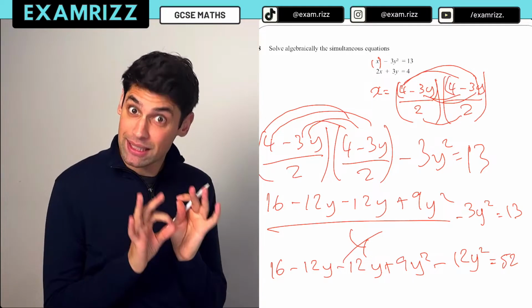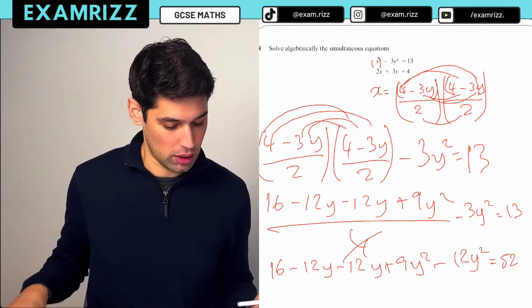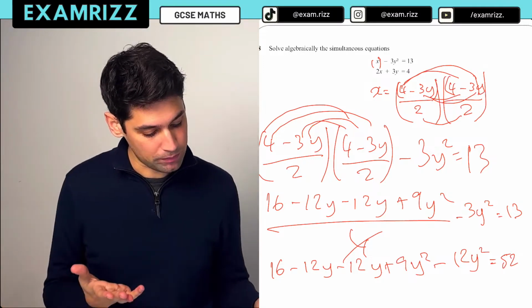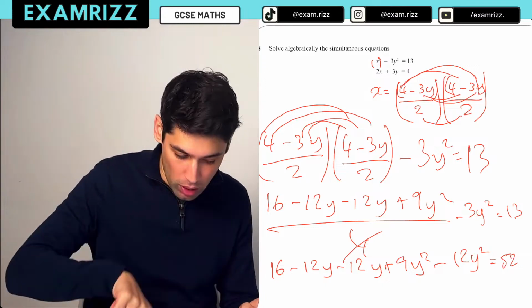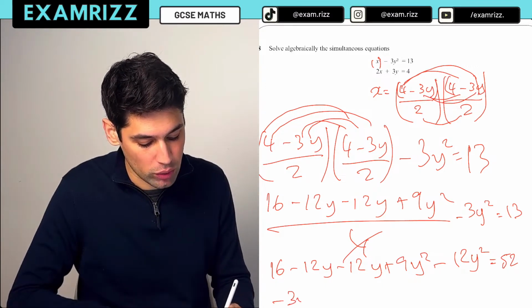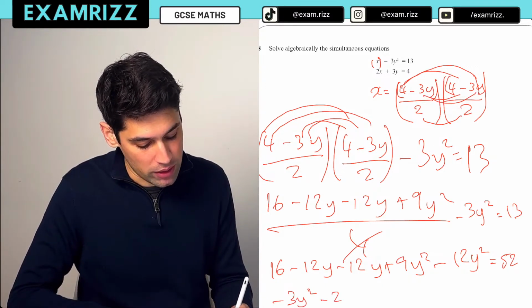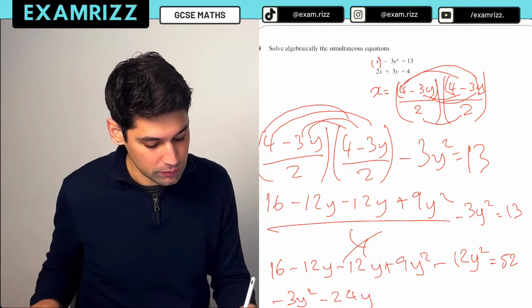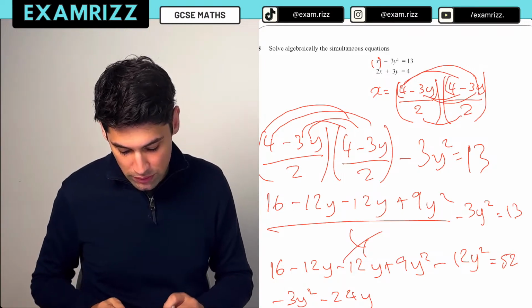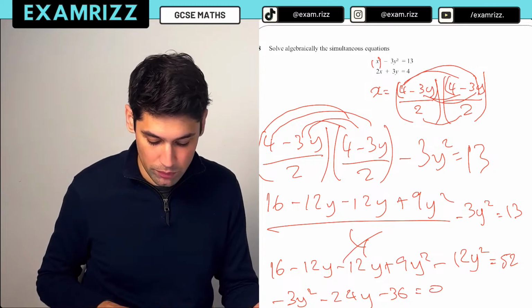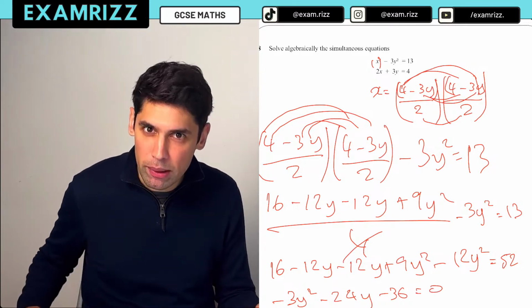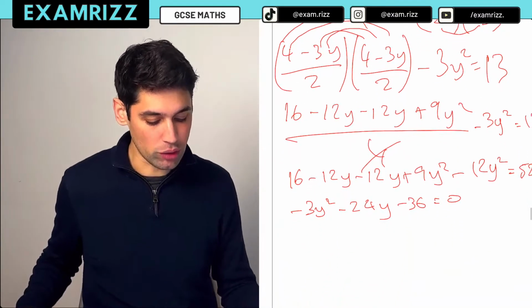Okay, looks a little bit nicer now, doesn't it? No fractions. So let's collect like terms. We've got 9y squared minus 12y squared, which is minus 3y squared, minus 24y. And then 16 minus 52 is going to give us minus 36 equals 0. Starting to look a little bit like something we're used to here.